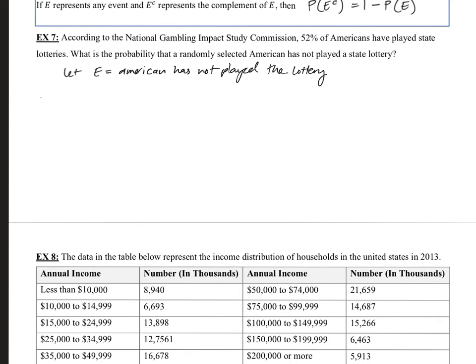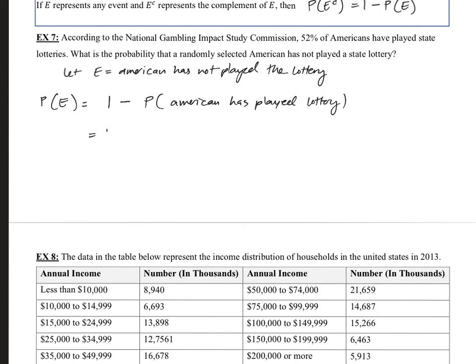So how do we find that? Well, the probability of E, I have the complement going on. I'm trying to find out how many have not, and they give me the probability of those who have. So let's use the complement rule here. This would be the same as 1 minus the probability of those Americans who have played the lottery.